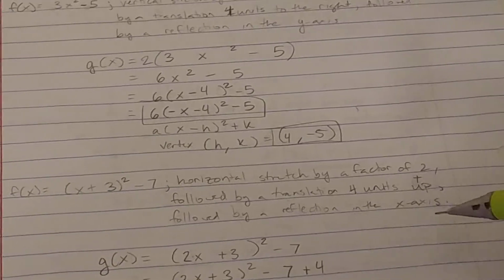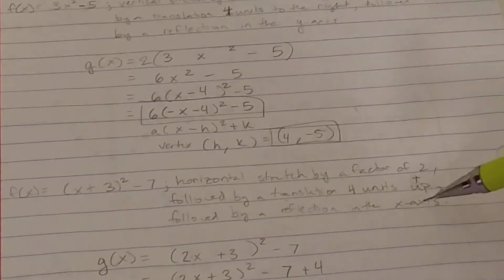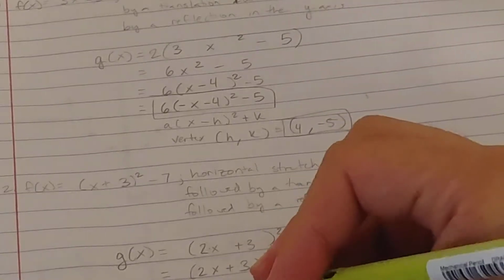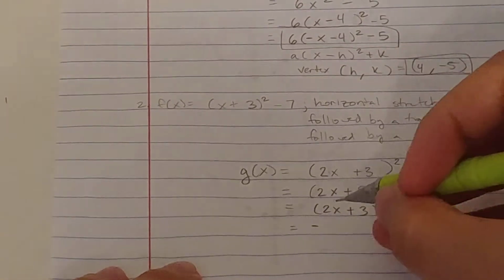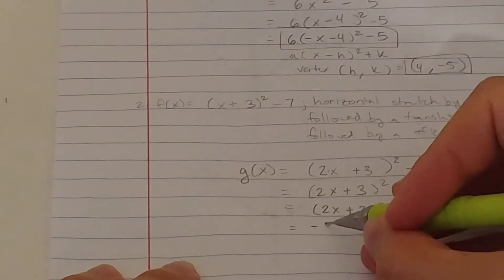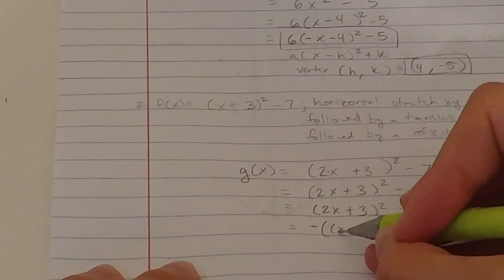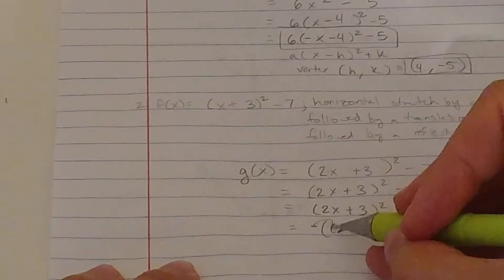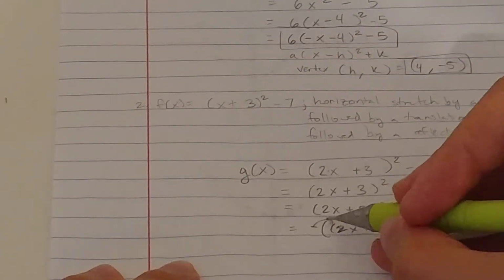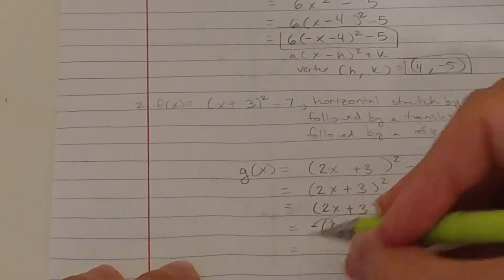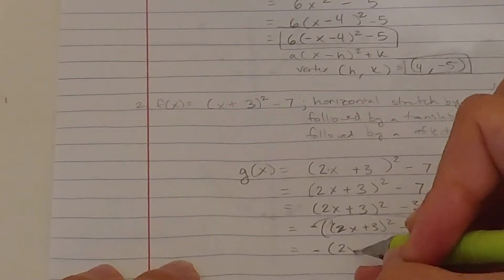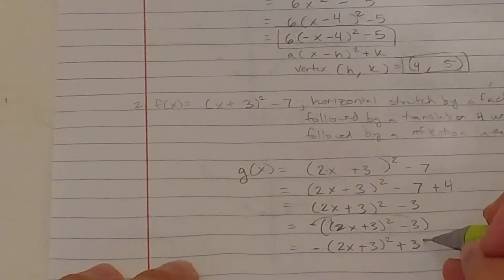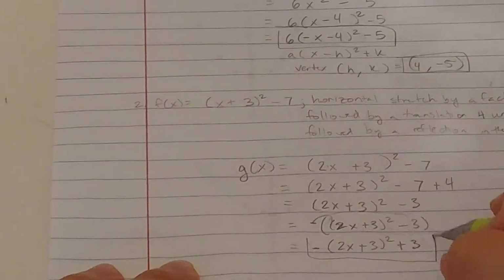And followed by a reflection in the x-axis. So x-axis, a reflection, negative, the whole function. So negative, and you want to put parentheses around everything. 2x plus 3 squared minus 3. Okay, distribute. You can't distribute inside of this parentheses, because you think of it as one term. And there you go. So we have negative 2x plus 3 squared plus, negative times a negative 3 is going to be positive 3. And there we go. Hey, that's pretty good.